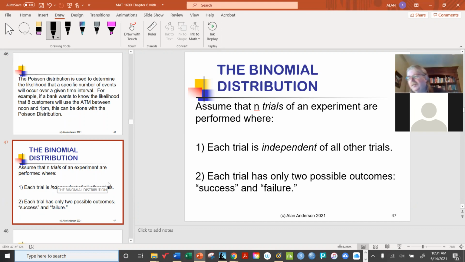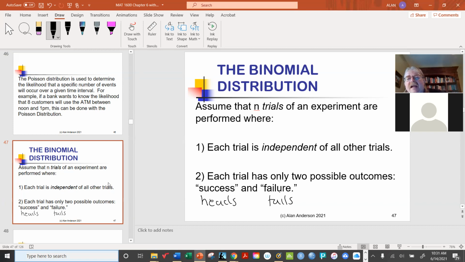So let's say I could arbitrarily decide that heads is a success and tails is a failure. It makes no difference whether I call heads a success or a failure, as long as there's just 2 of them.